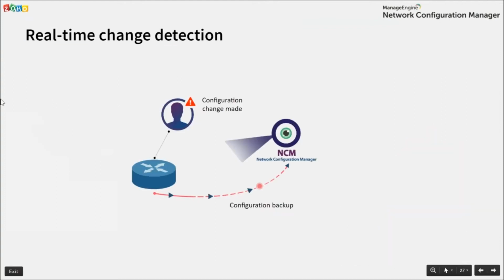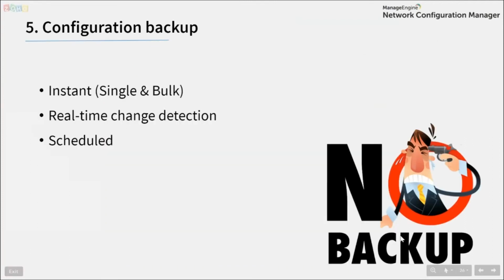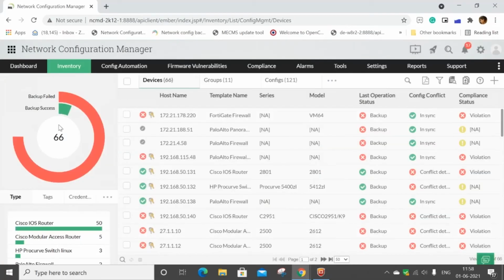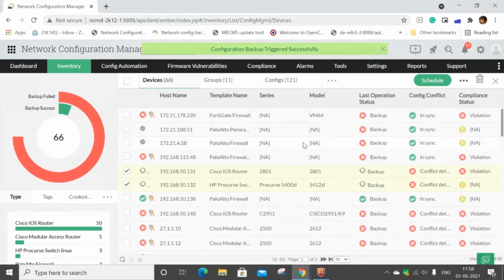For instant backup, I'll show how it works. Click on the devices you need to take a backup of. Click on the 3 dot icon here and give the backup option. Once you do that, you'll be able to see that configuration backup will be triggered. Whatever the latest version is, that particular version will be retained and backup will be provided.